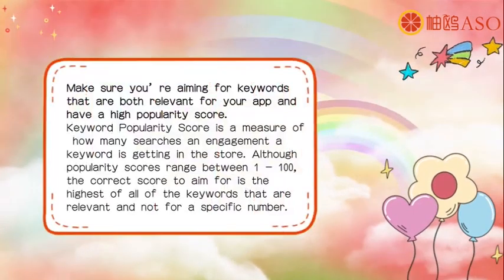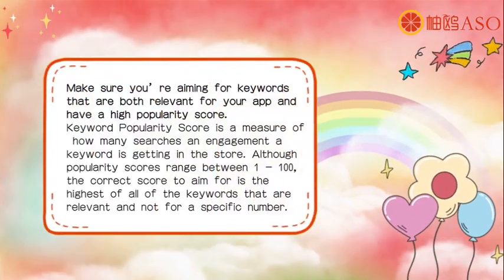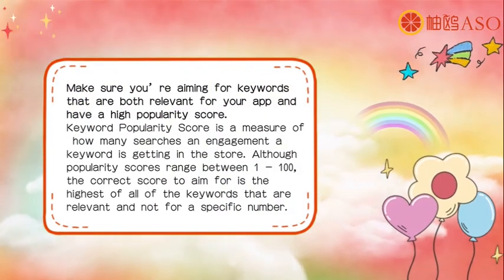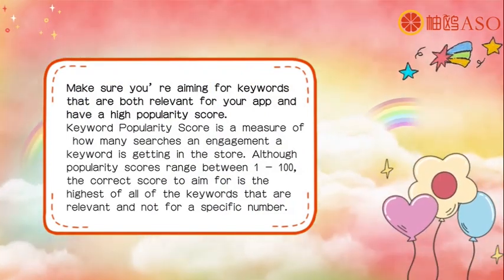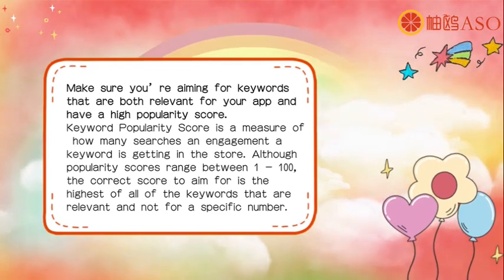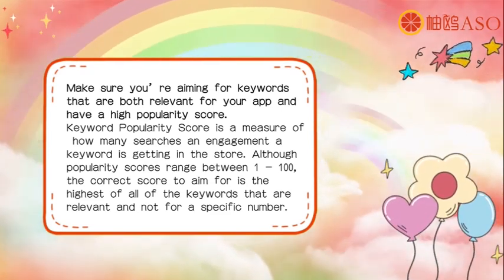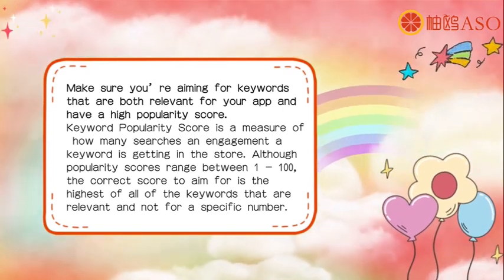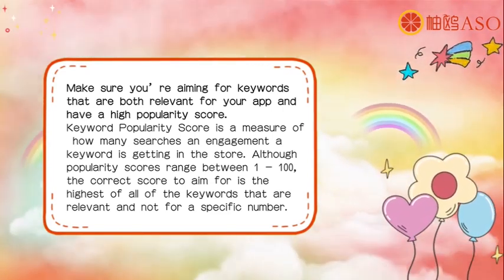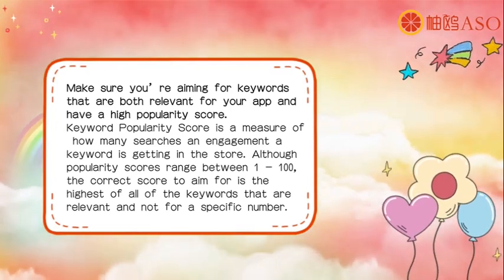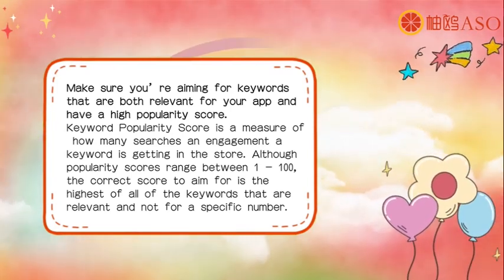Make sure you're aiming for keywords that are both relevant for your app and have a high popularity score. Keyword popularity score is a measure of how many searches and how much engagement a keyword is getting in the store. Although popularity scores range between 1 and 100, the correct score to aim for is the highest of all of the keywords that are relevant, and not a specific number.